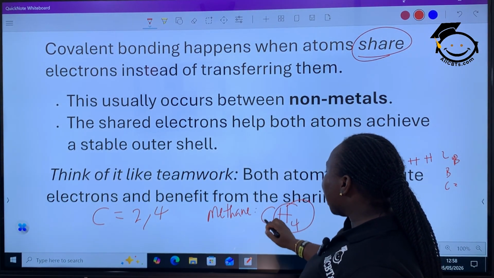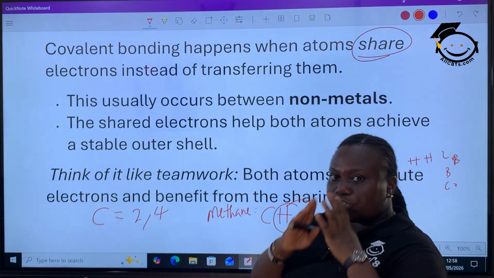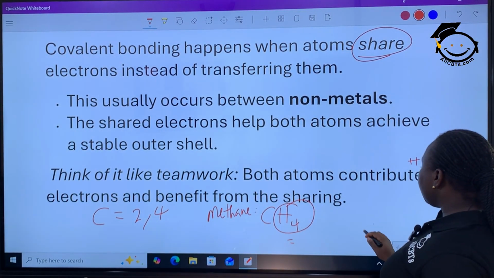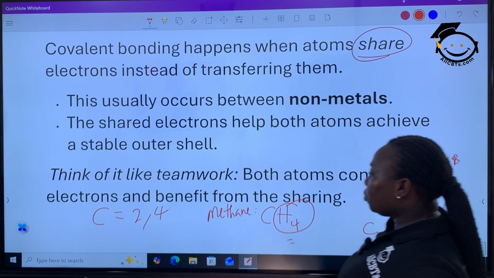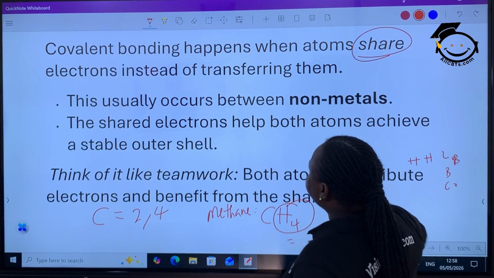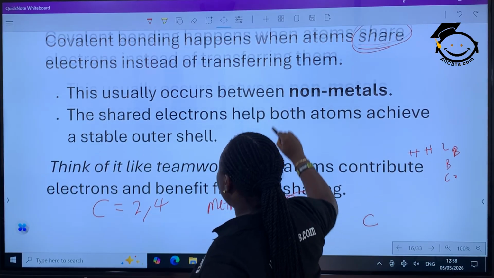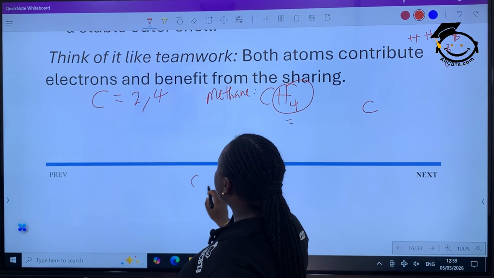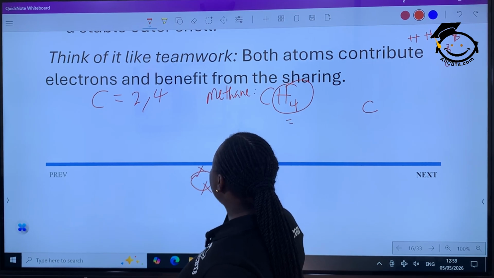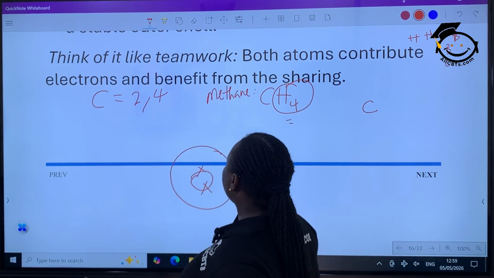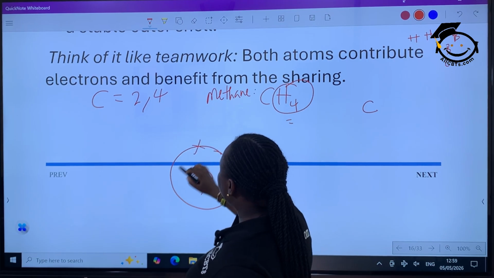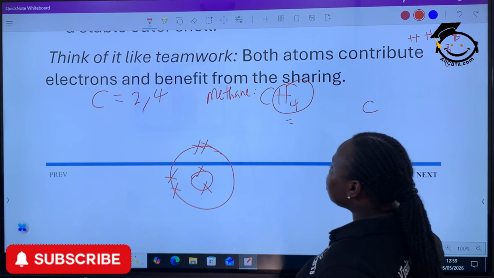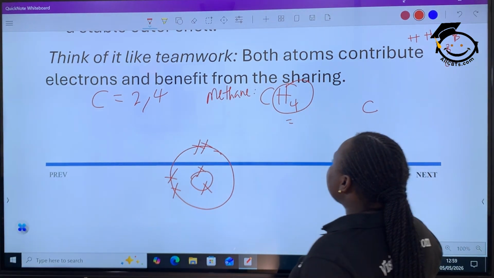Now, this H and this C are going to share. How does that happen? This is the C now. Okay, let us draw it. Let's say this is our C, and this is our 1, 2, 3, 4. So 4 remains. Now this is our hydrogen.